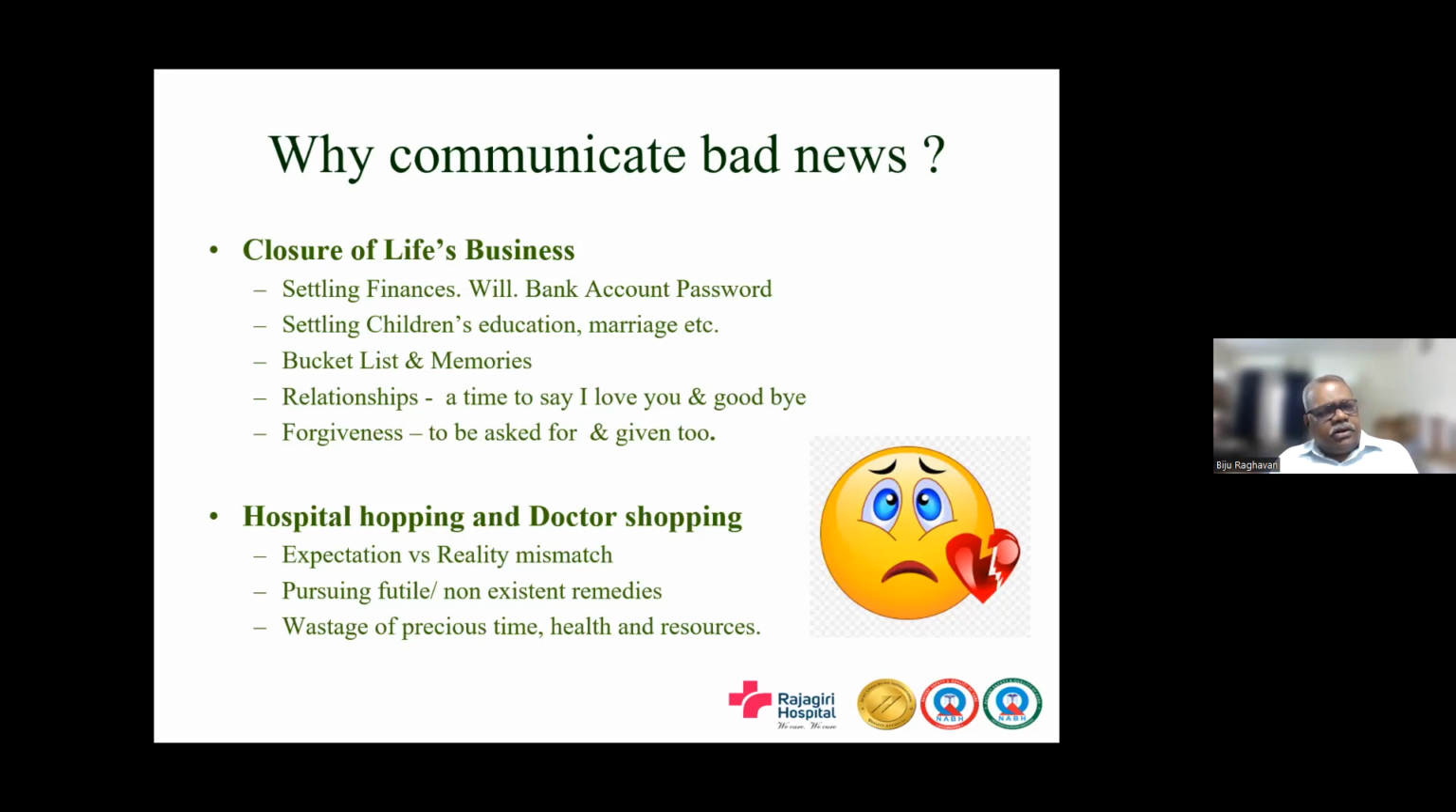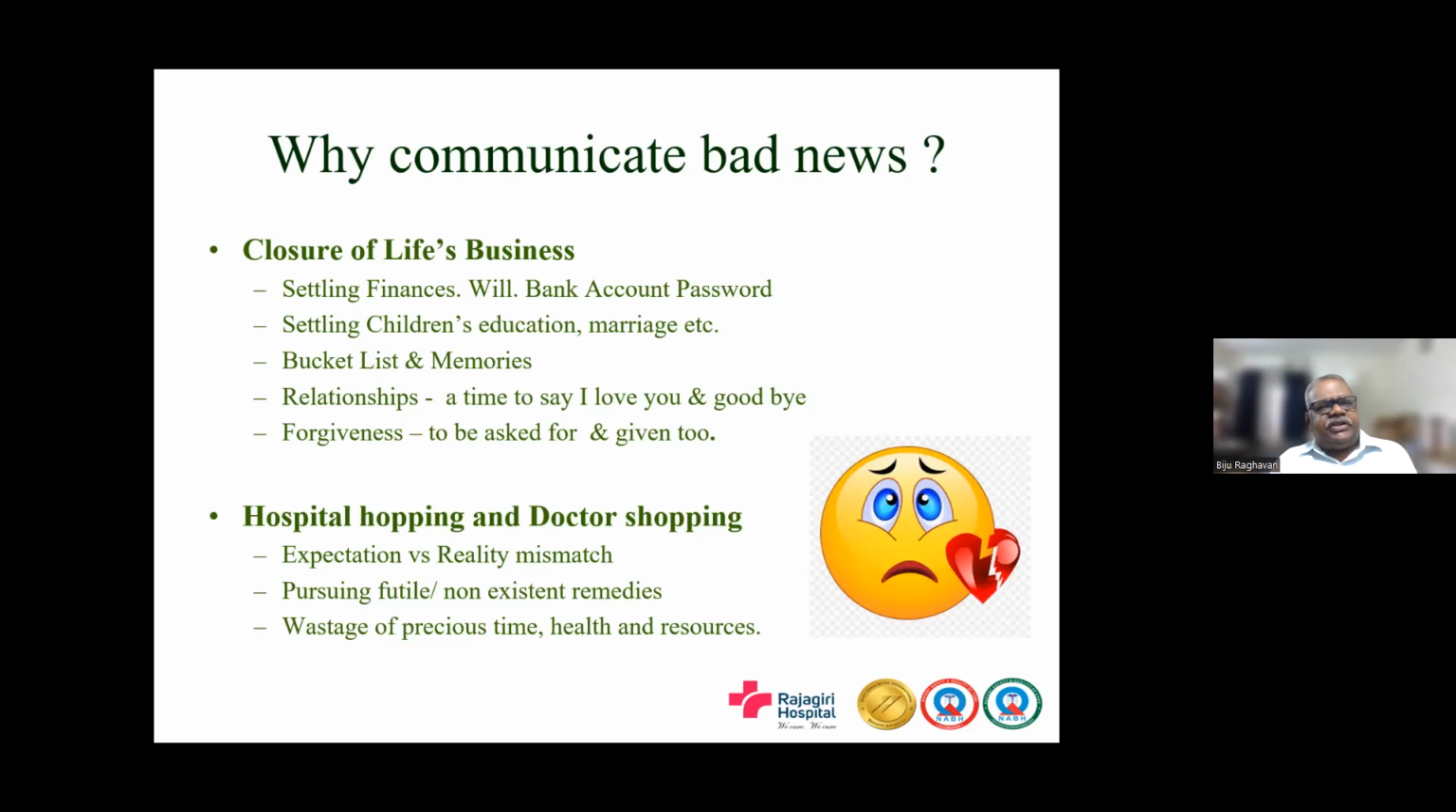It includes things to be done for children's education, marriage, or the things that we have always wanted to do. For example, a bucket list. I want to do skydiving, or I want to go and visit Shangri-La, or Machu Picchu, or anything like that. Or maybe it gives you an opportunity to relive the good memories that you had. Maybe visit some place, anything.